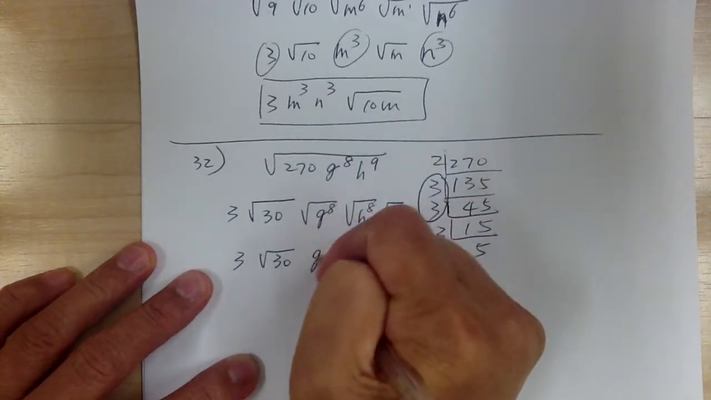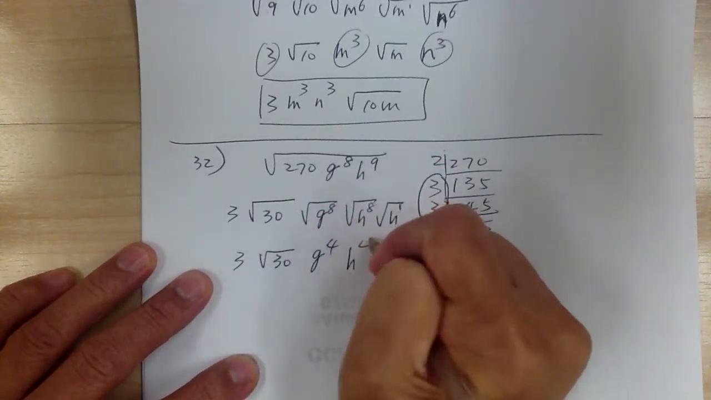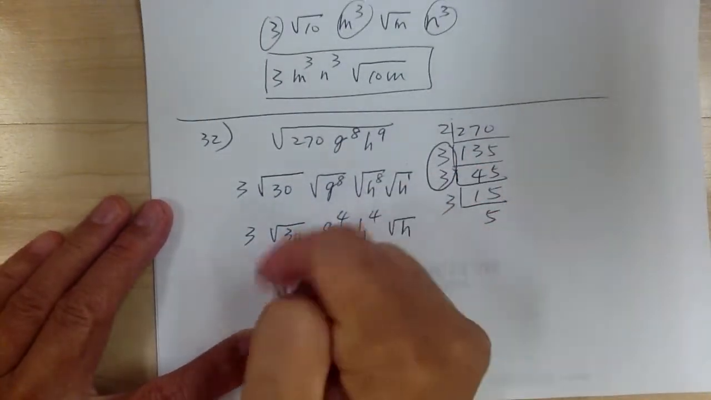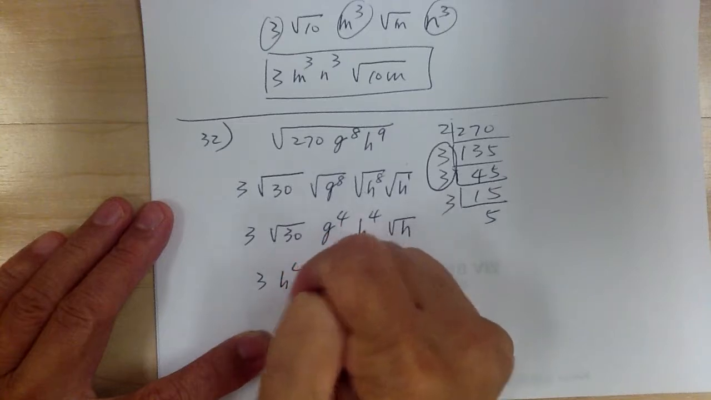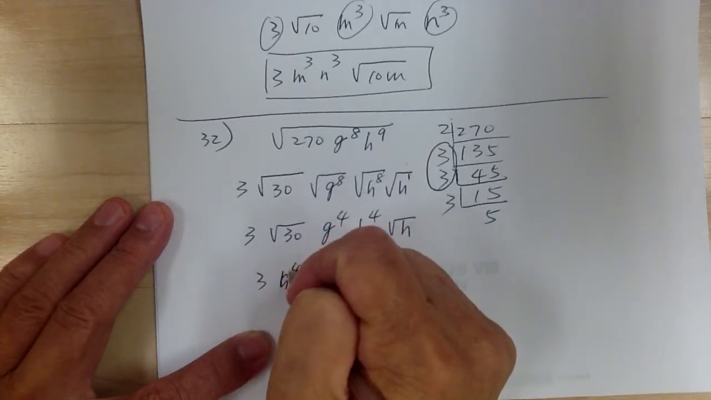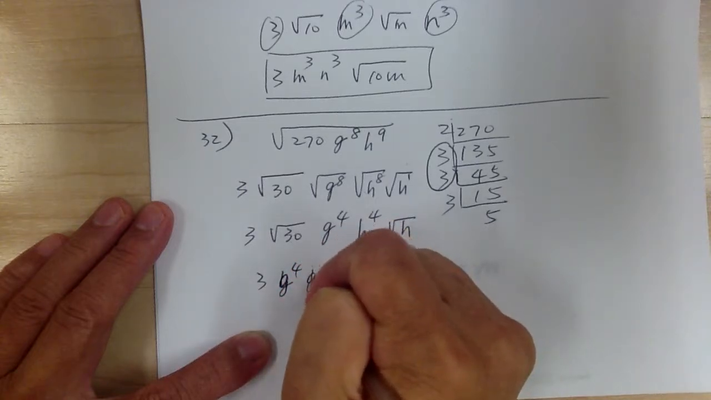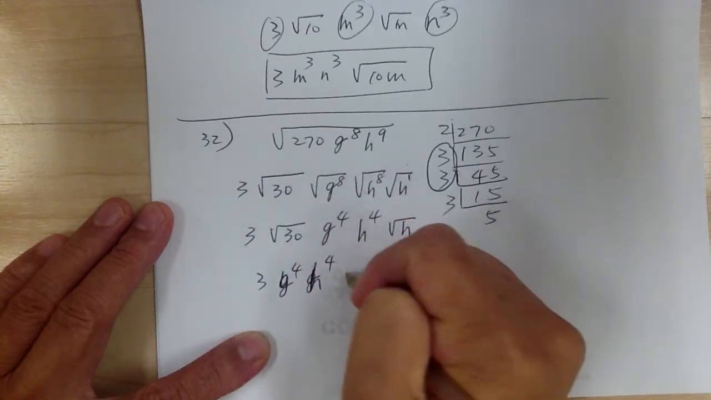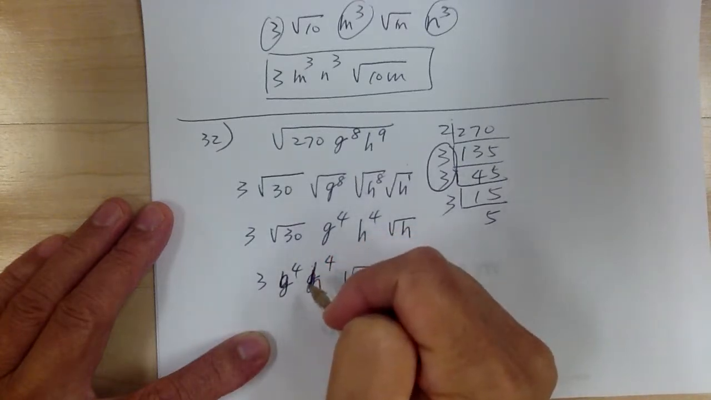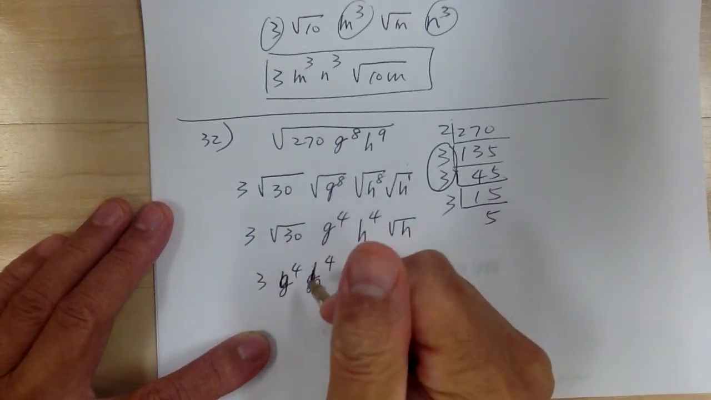So this will be g to the 4. This one will be h to the 4. This one's a leftover. And rearrange things a little bit. So you got 3 g to the 4 h to the 4 and square root of 30h.